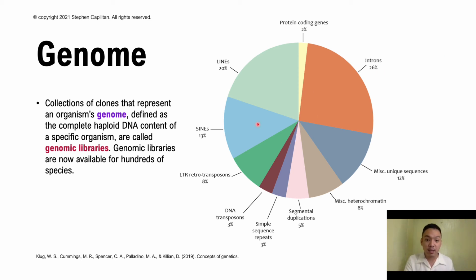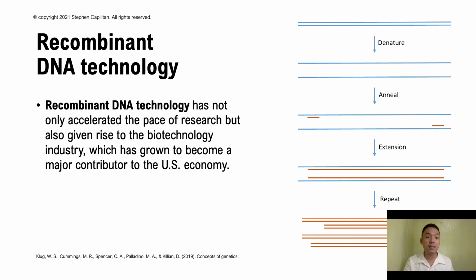This pie graph here contains the introns, miscellaneous unique sequences, miscellaneous heterochromatin, segmental duplications, simple sequence repeats, DNA transposons, LTR retrotransposons, SINEs and LINEs, and protein coding genes. That's the genome. Recombinant DNA technology has not only accelerated the pace of research, but also gave rise to the biotechnology industry, which has grown to become a major contributor to the US economy.